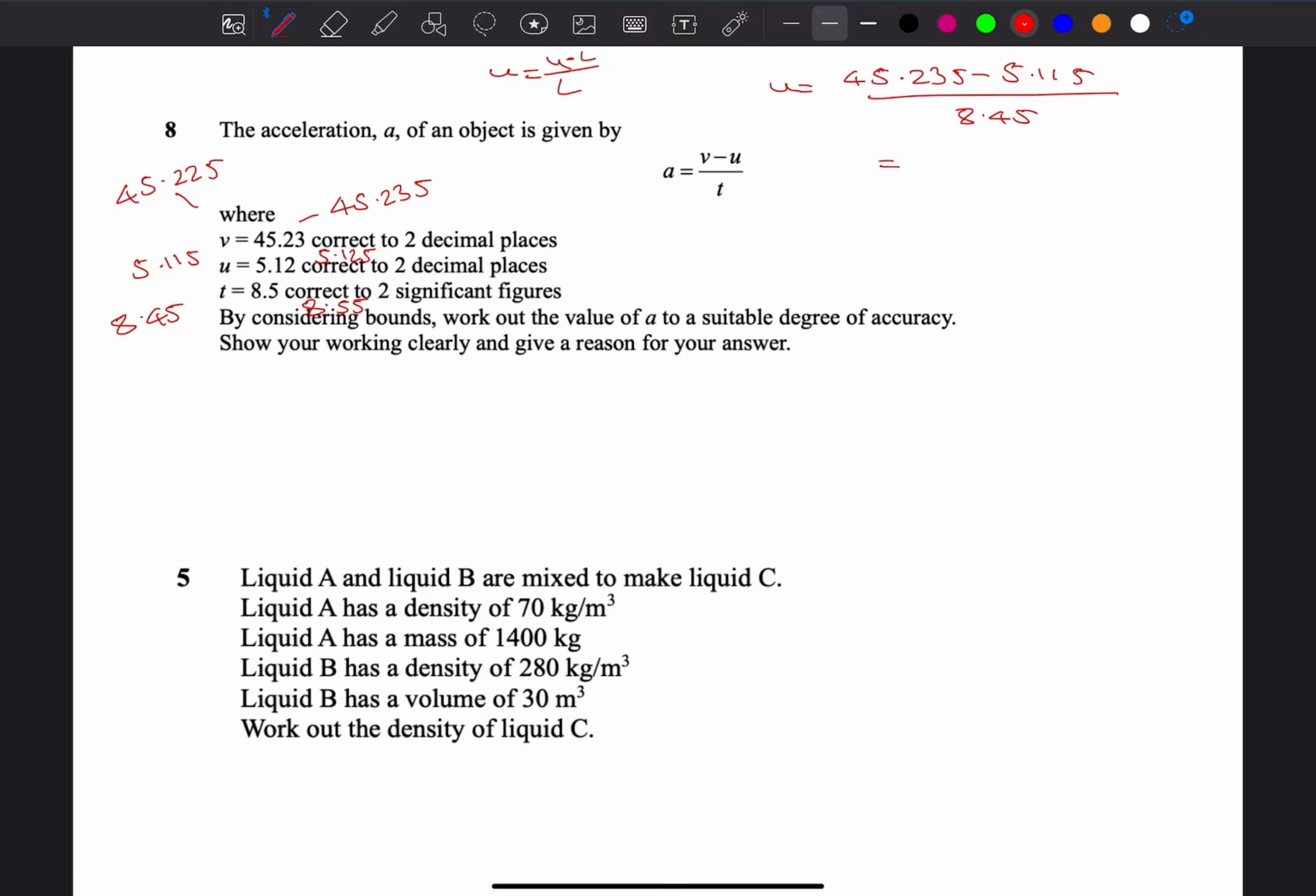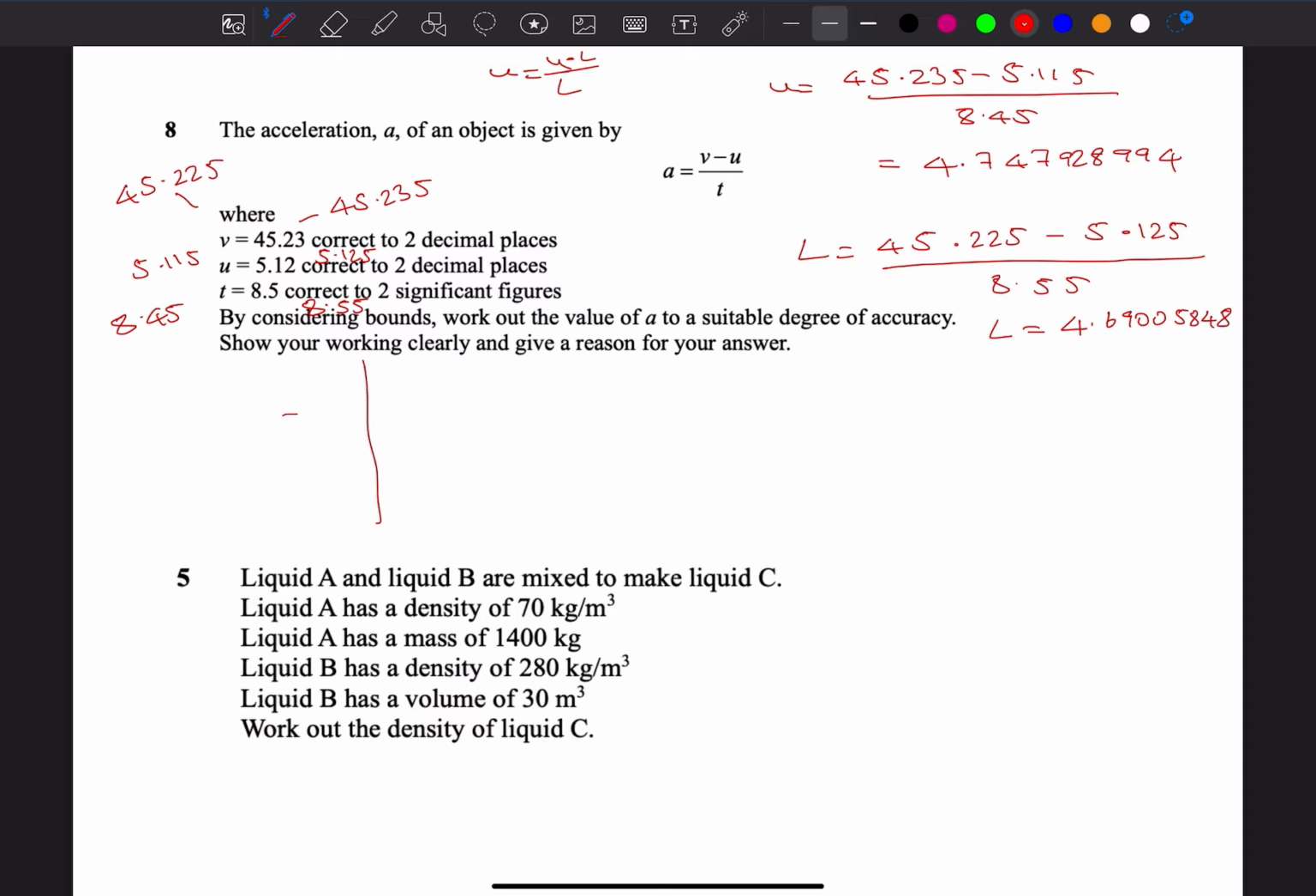So what do we have on that one? Let's see, 45.235, 5.115, 8.45. That gives you 4.747928994. Then you can do a lower bound, which is 45.225, take away 5.125 over 8.55. The lower bound gives you 45.225, 5.125, 8.55. That gives you 4.6900 5848.